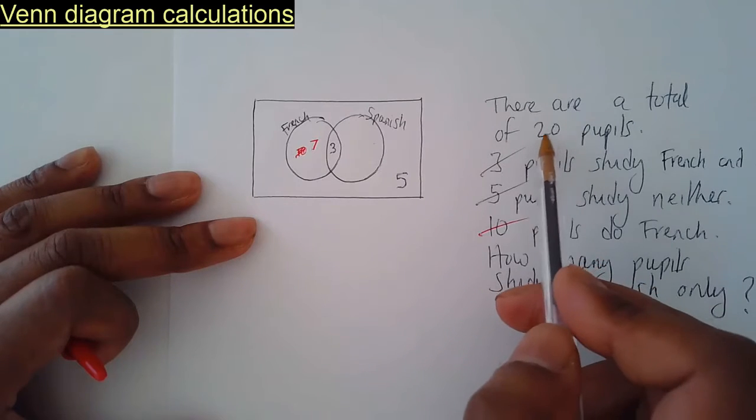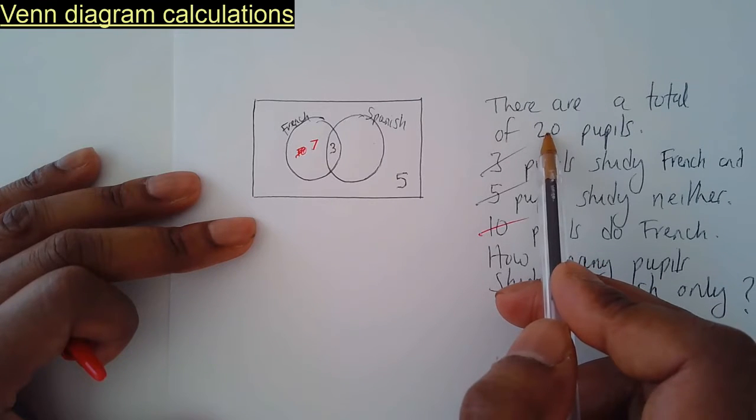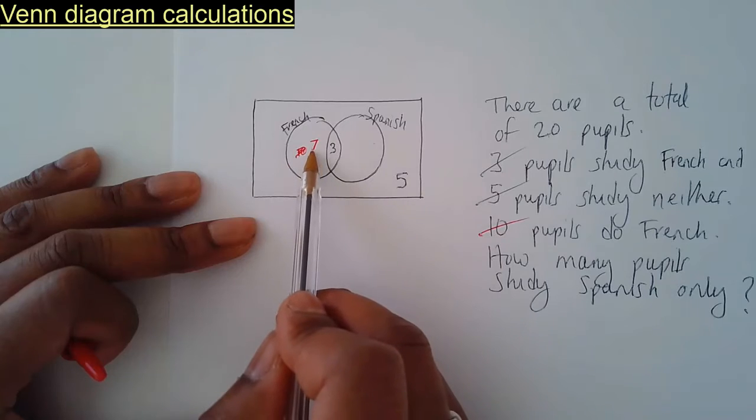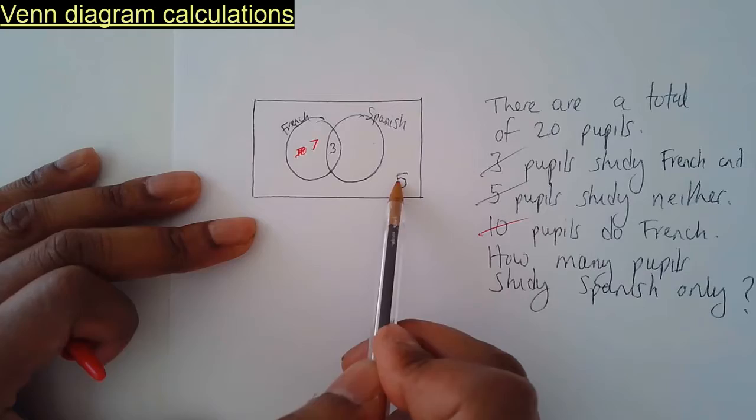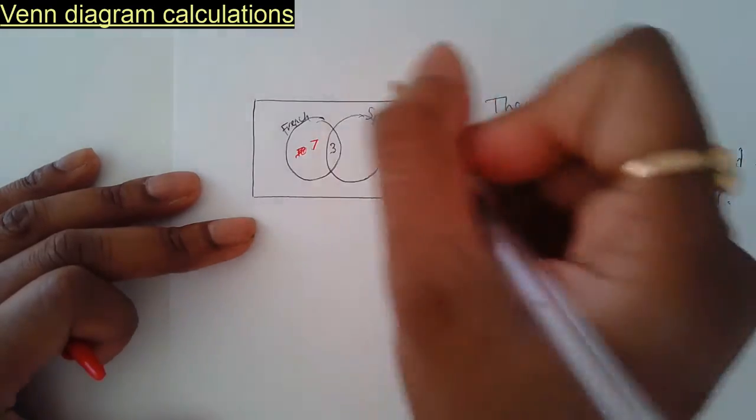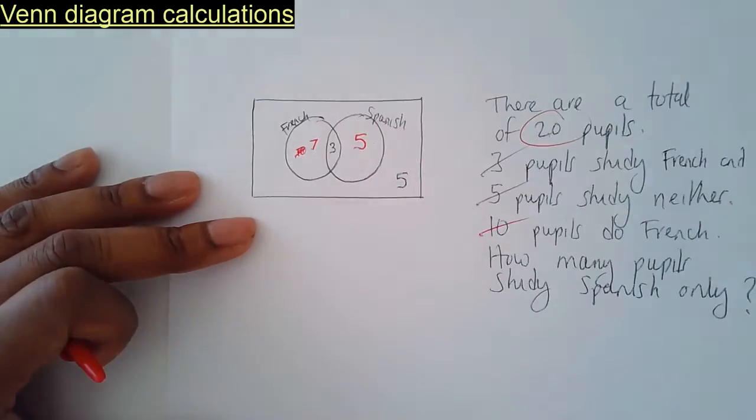Right, I'm going to make use of this number now. There are 20 pupils altogether. So how many do we have so far? 7 and 3 is 10. 10 and 5 is 15. 15 add something to get 20. There's 5 there.